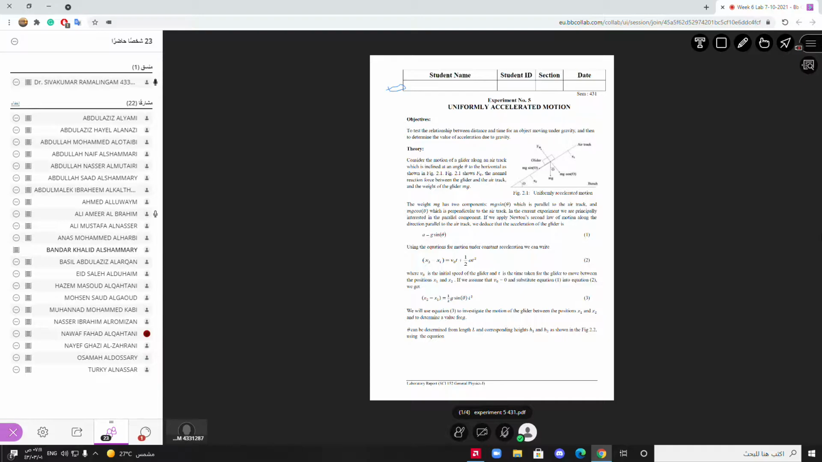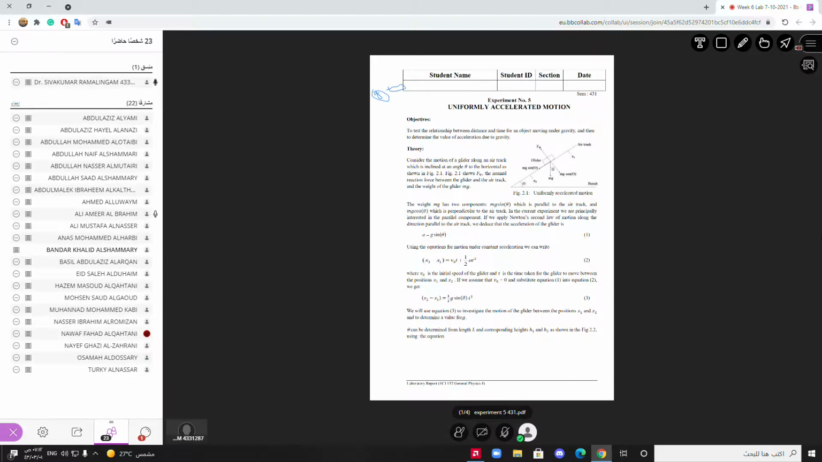The object is moving under gravity, and that motion is uniformly accelerated motion. For uniformly accelerated motion, I'm going to check the relation between the distance and the time taken to travel. We are going to draw the graph between the distance and time. From the graph, I can understand the relation between the distance traveled and time. Using this relation, I want to determine the value of acceleration due to gravity. I want to calculate the value of g.